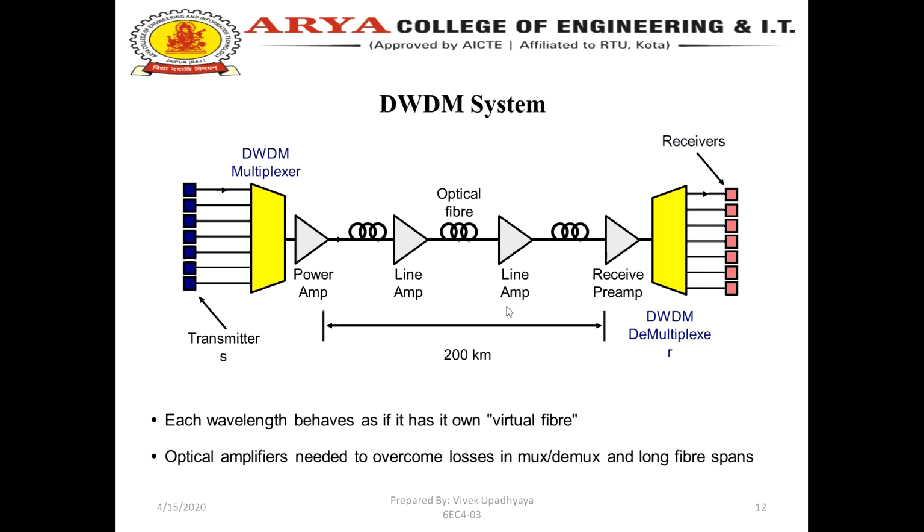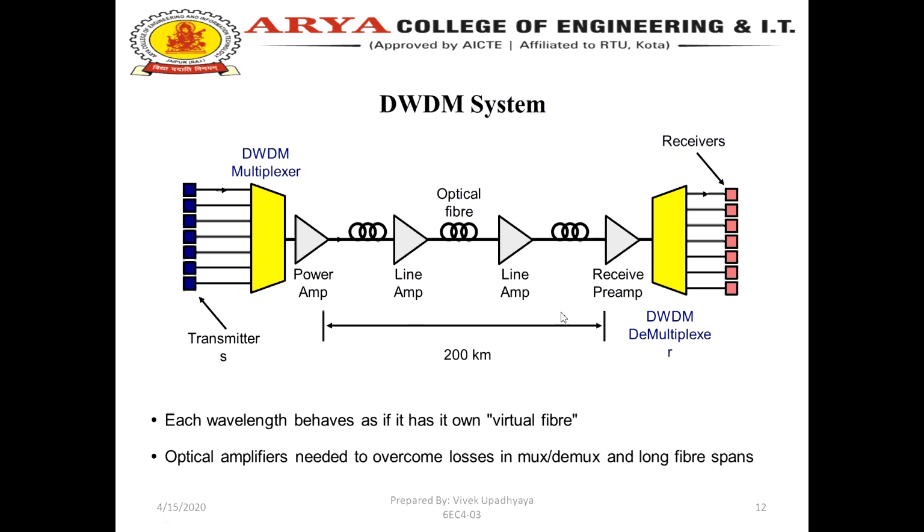Now this is a diagram of the DWDM system. Here you can see the transmitter, and here is a DWDM multiplexer. Here we apply the power amplifier to amplify the signal, and here you can see the optical fiber, and again we apply a line amplifier, then again the optical fiber, again a line amplifier, and again an optical fiber cable.